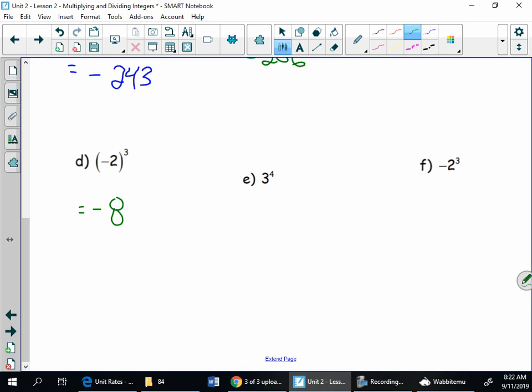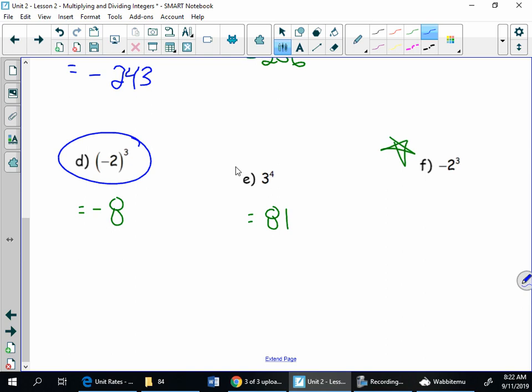E, well, on E, there's no negative signs to worry about at all. So I know my answer is positive. It's only dealing with positive numbers. And 3 to the power of 4, type that one in your calculator, you should get 81. Okay, the last one. I'm going to put a star next to it because it's different. It looks suspiciously like letter D, but it's actually a very different question.